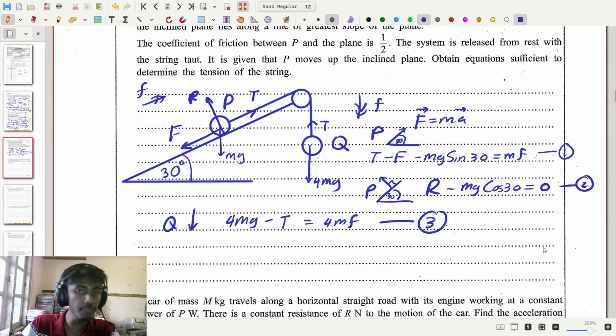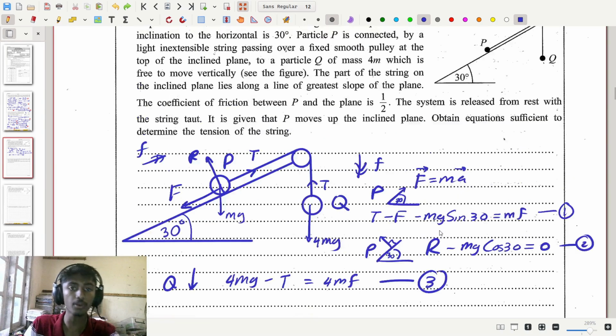Now at this point, if we stop for a second, we can see we have 3 equations, but within these equations we have 4 unknowns. If we consider m and g to be known, we have capital T, capital F, simple f, and capital R as 4 unknowns within these 3 equations. Due to this, at this point it is impossible to solve for the value of T, since we need a minimum of 4 equations to find the values of 4 unknowns and finally find the value of T.